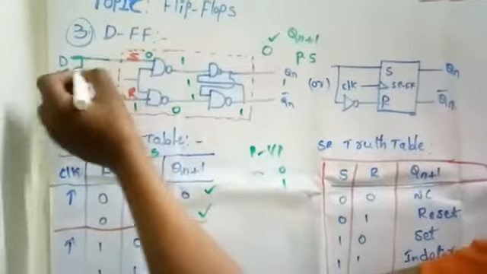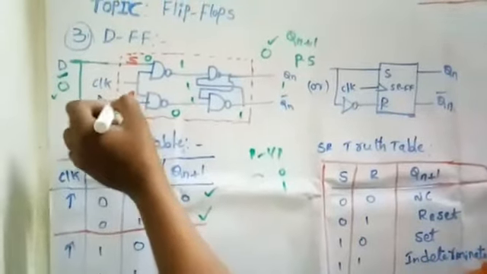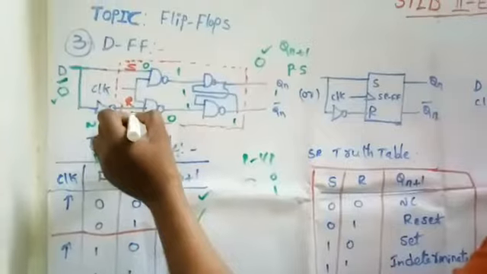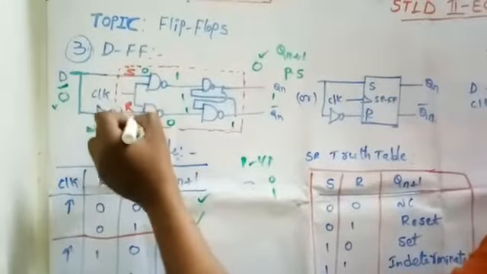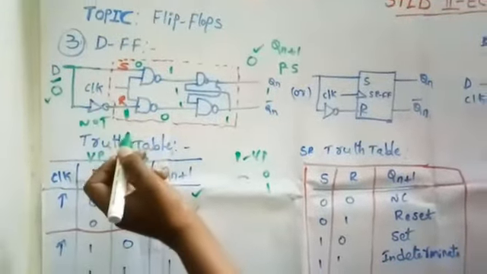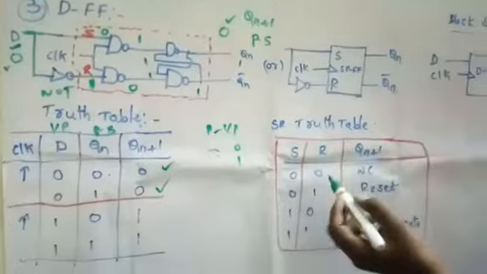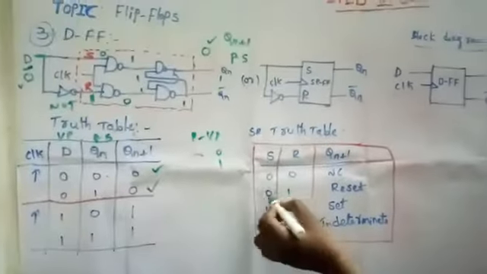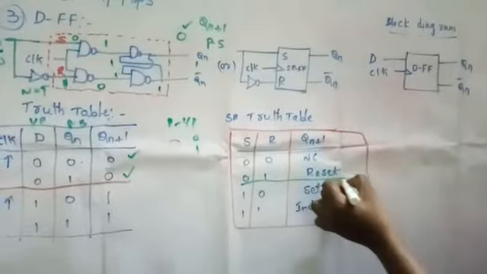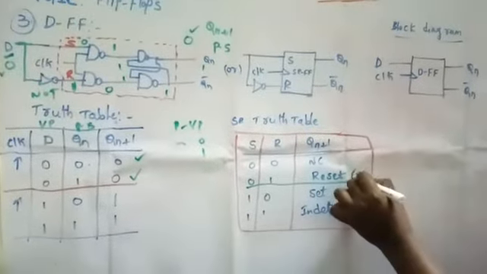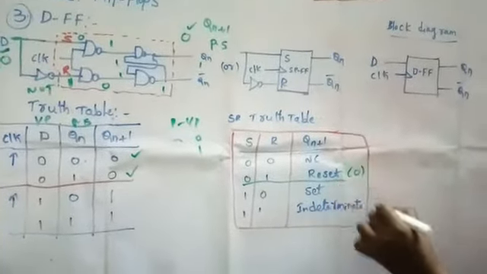D is 0 means S is 0, and R is connected through a NOT gate, that's why R becomes 1. If S is 0 and R is 1, what is the corresponding output? If you observe the truth table of SR flip-flop, for 0, 1, S is 0, R is 1. What is the corresponding output? Reset. Reset means 0.